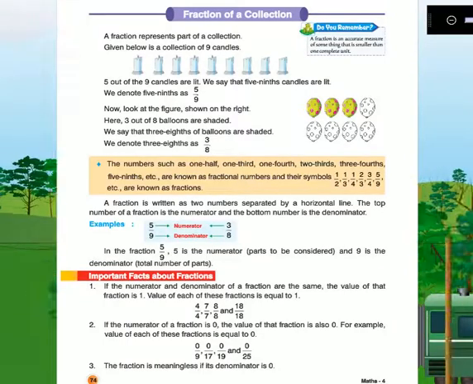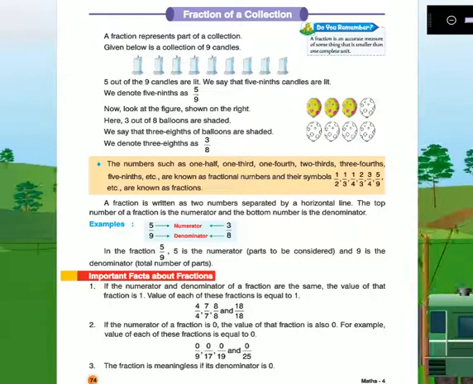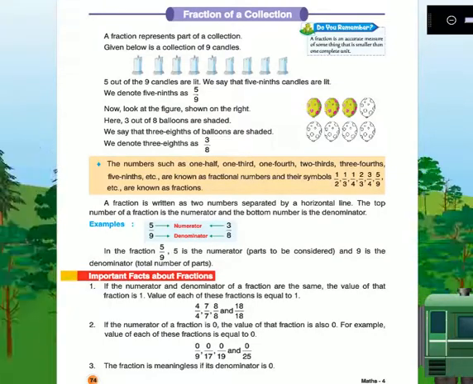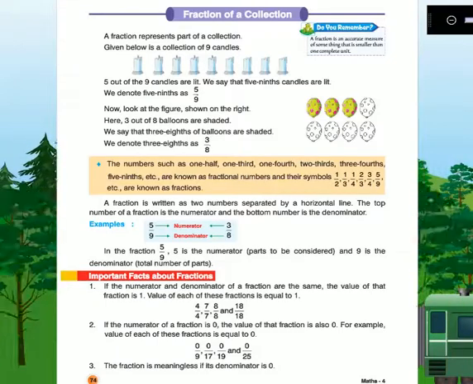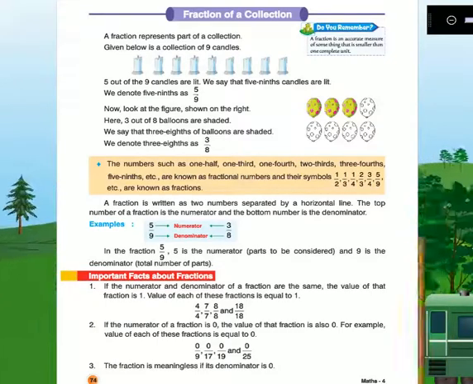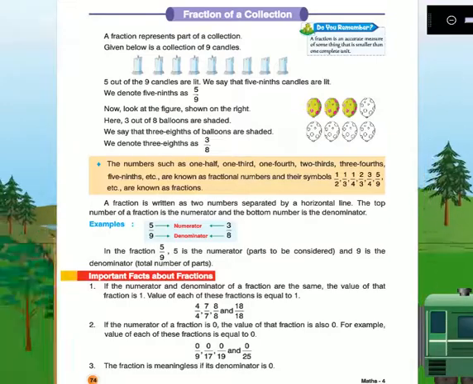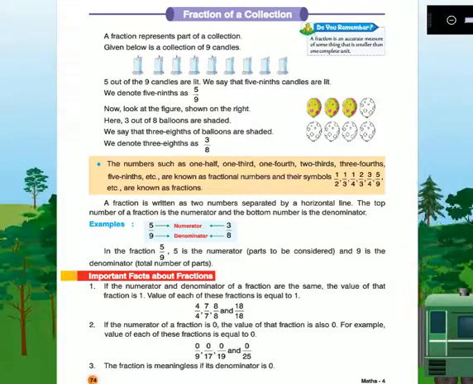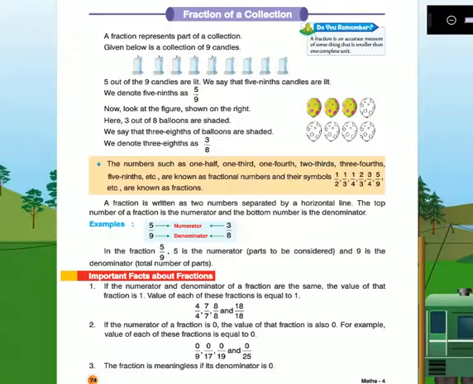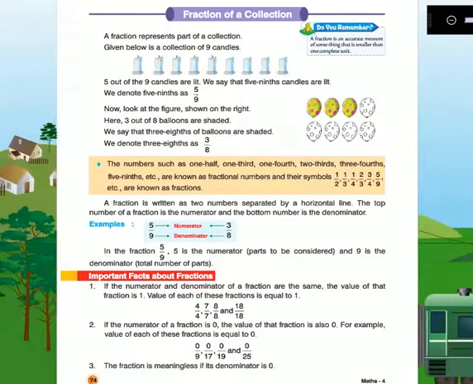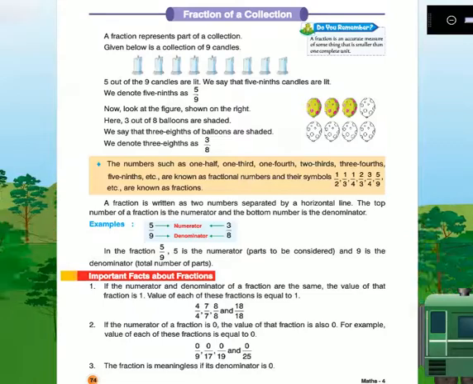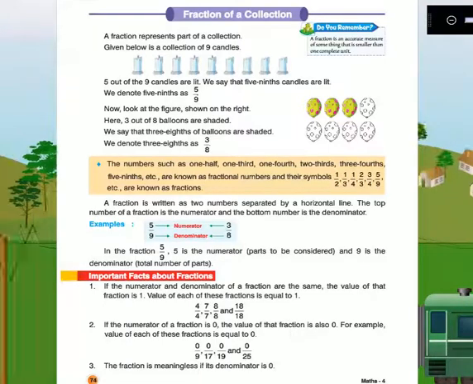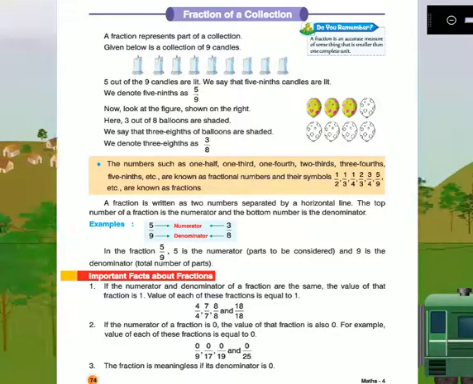The numbers such as 1/2, 1/3, 1/4, 2/3, 3/4, 5/9, etc. are known as fractional numbers, and their symbols 1/2, 1/3, 1/4, 2/3, 3/4, and 5/9, etc. are known as fractions. A fraction is written as two numbers separated by a horizontal line.